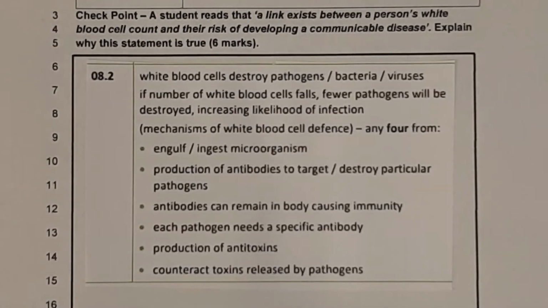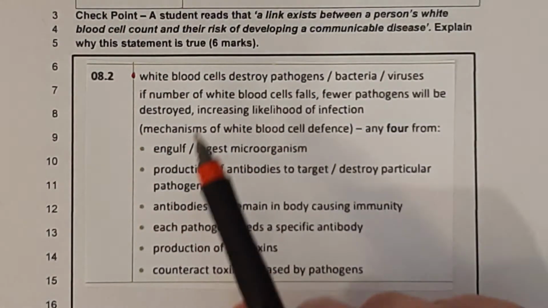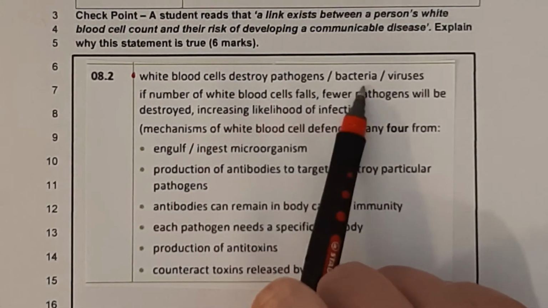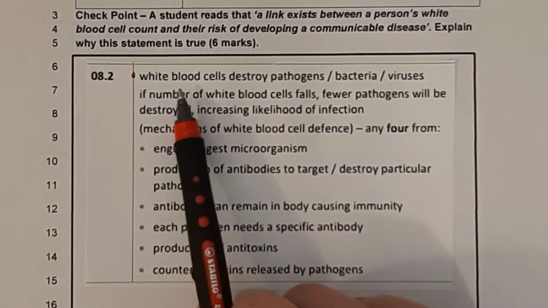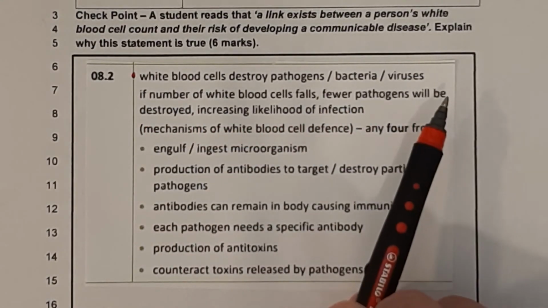Okay, let's go through that. So, there are a number of ways to get marks here. So the first mark is to say that the white blood cells destroy the pathogens or the bacteria or the viruses. So I did that the white blood cells damage or destroy these pathogens.